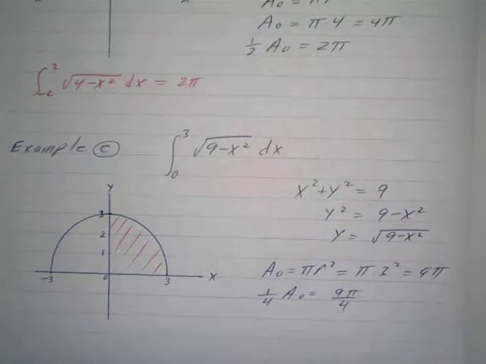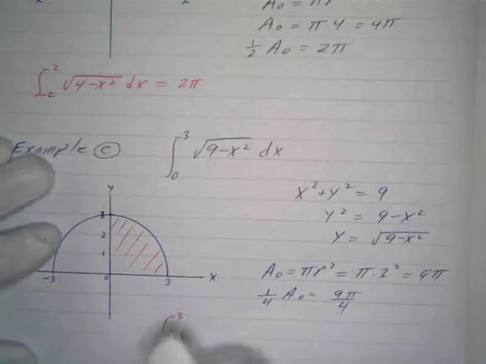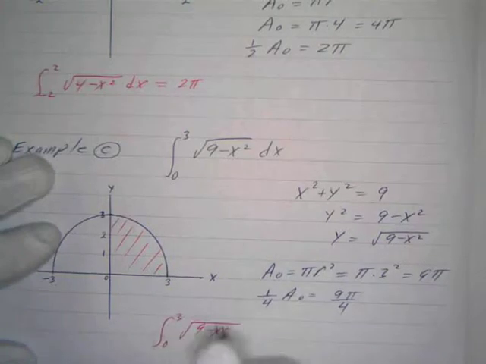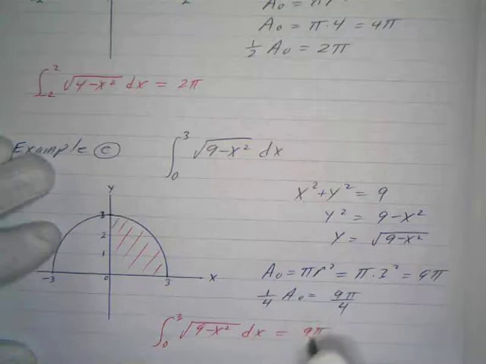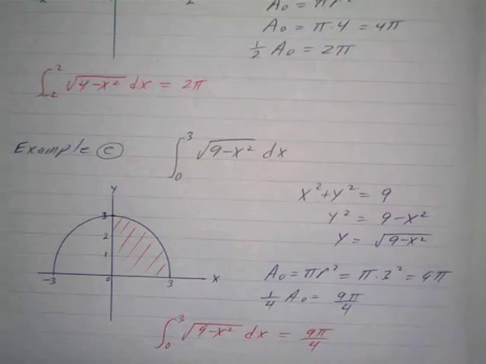So again, you could write down that the integral from 0 to 3 of the square root of 9 minus x squared dx is just equal to 9 pi divided by 4. Okay? That's not too hard. Again, if your geometry is okay, then we can just evaluate these geometrically. Okay? And let's try another one. Got one more here.